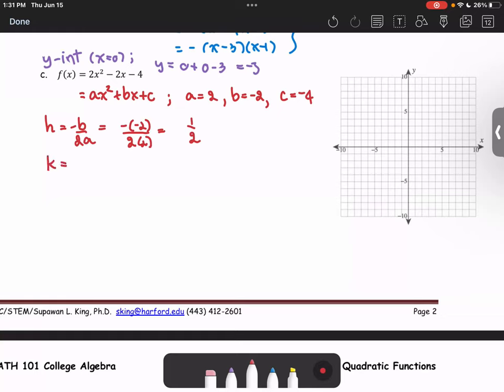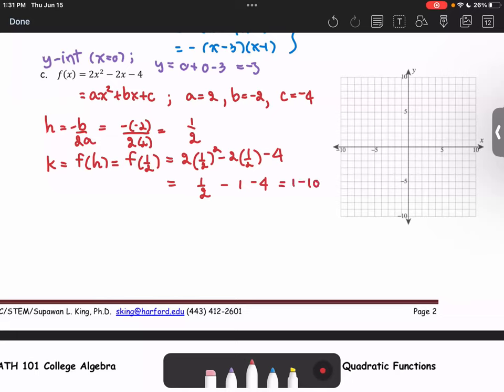And the k is the function at h, or the function at 1/2. That would give us 2 times 1/2 squared minus 2 times 1/2 minus 4. Or we get 1 over 2 here, minus 1 minus 4, or 1/2 minus 5, which is 1 minus 10 divided by 2, or negative 9 over 2, in the decimal form would be negative 4.5.